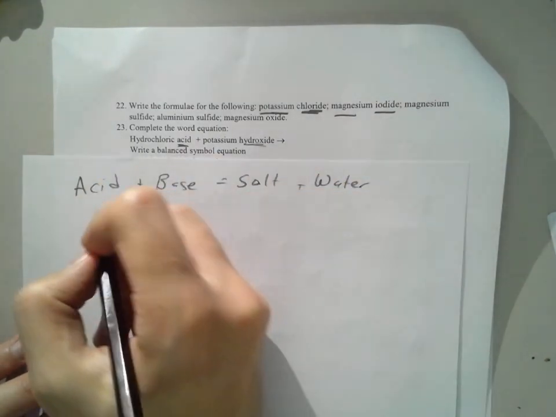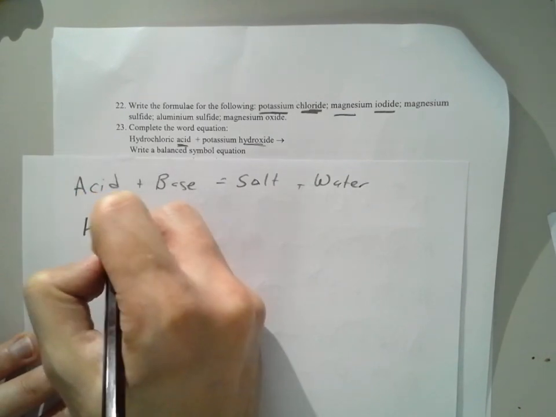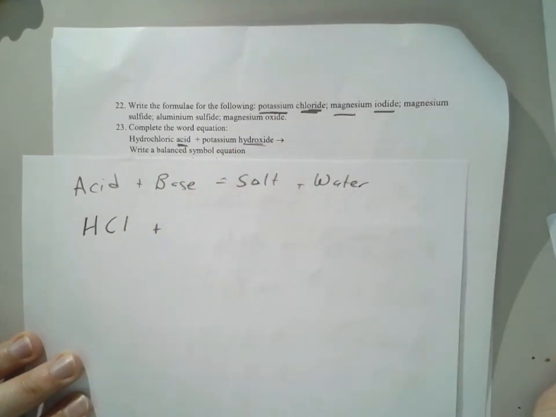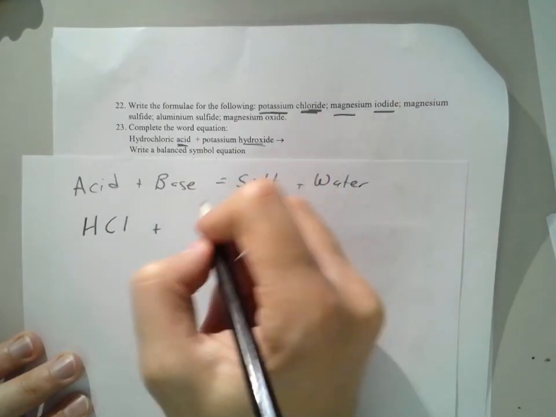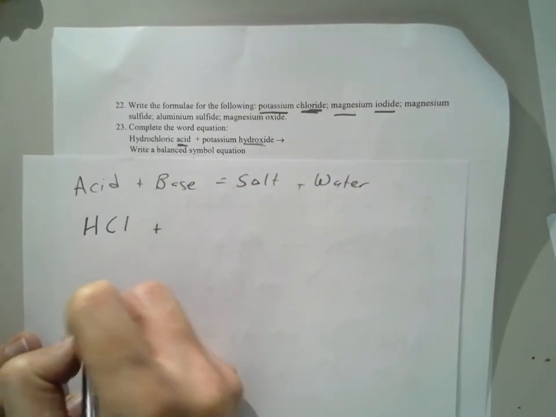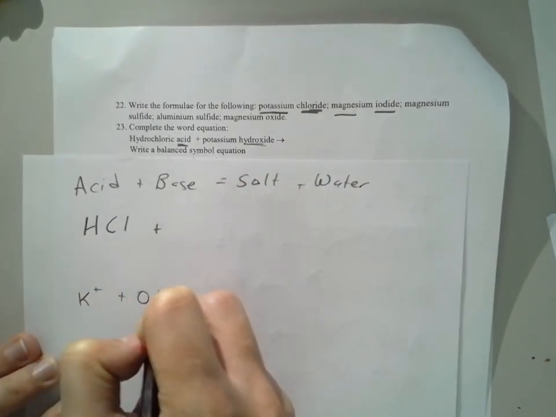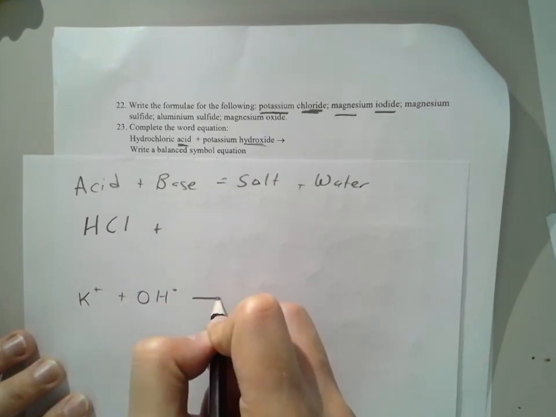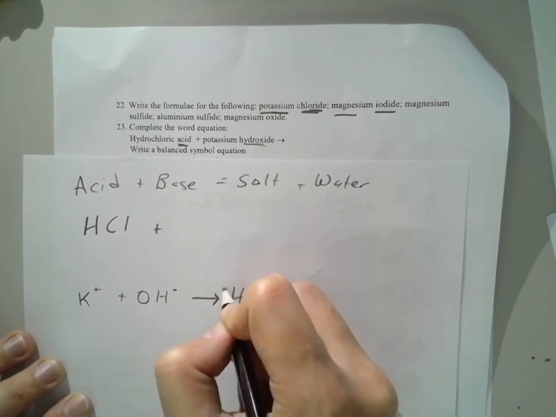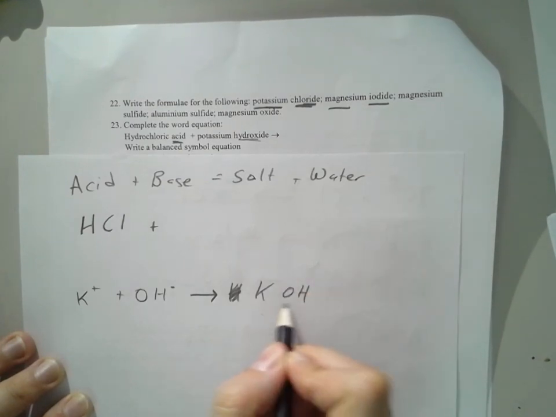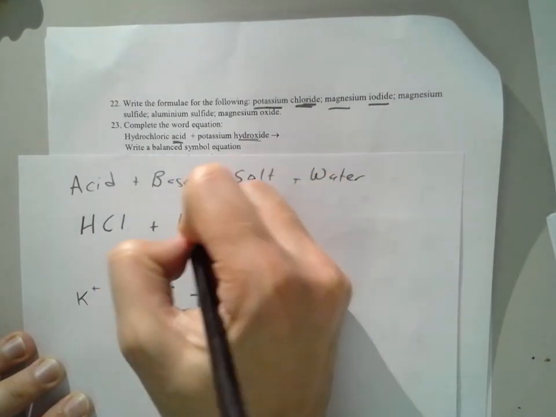So hydrochloric acid, I'm just going to make it easier. I'm just going to write down the chemical equation. HCl plus potassium hydroxide. I know hydroxides, going back to the polyatomic ions table, are OH minus, and K is K plus. So K plus plus OH minus. This is called the ionic equation. This gives me KOH, or potassium hydroxide. So plus KOH.